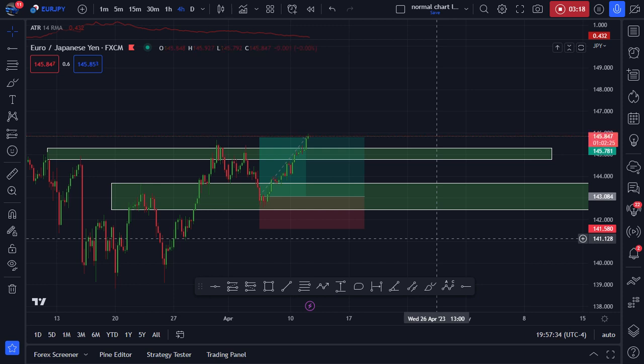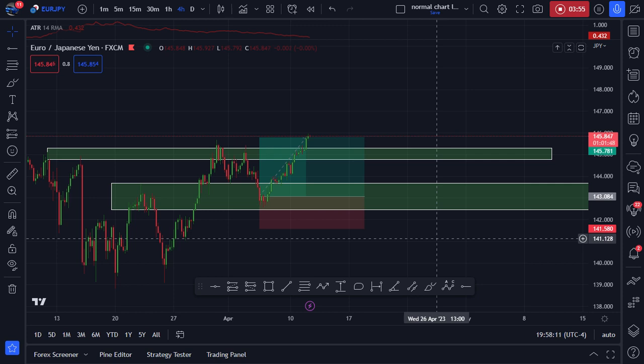COT data is what the big banks are doing. Every week, the banks have to file a report to the United States of their positions. And of course, if you have traded Forex for a long time, you know that the banks are the ones that control the currency pairs, everything. So what I do is I go check the COT data and pull up my currency pairs, so COT data for euro and COT data for Japanese yen.